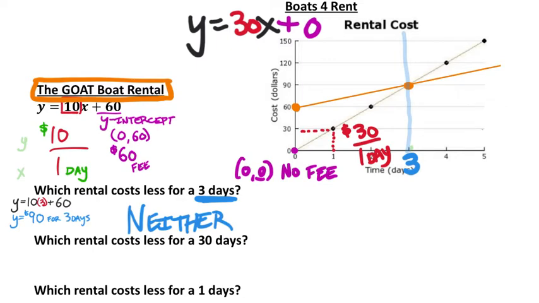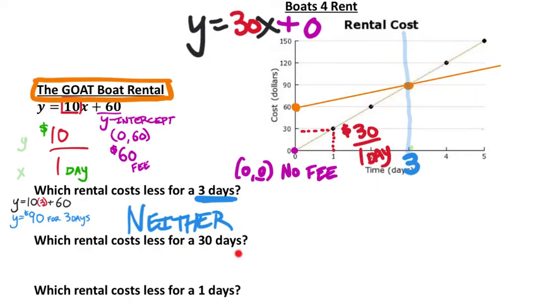Freaking jerks. But in any case, that's what we got. Since this line is above, the goat boat rental is above the boats for rent, that means it's more. But you see, as soon as we hit 3 days, then it's below the boats for rent. So anything less than 3 days, the cheaper option is boats for rent. If you're renting for more than 3 days, the cheaper option is the goat boat rental.